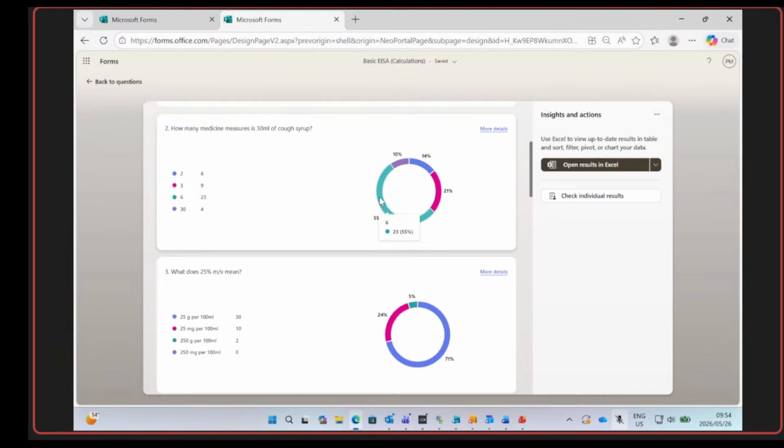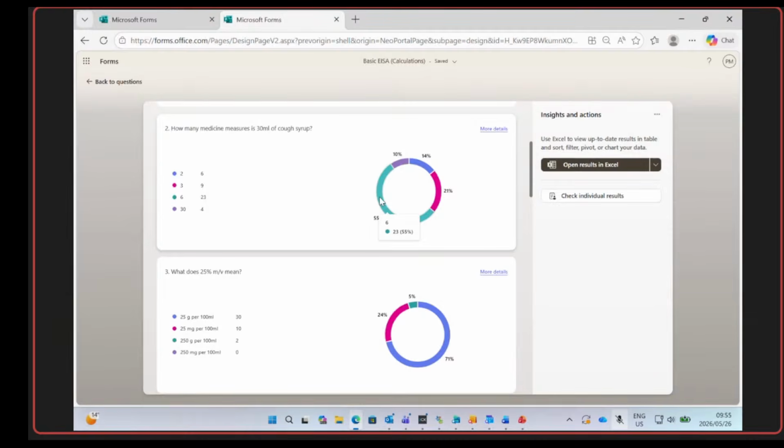So we are to read the question thoroughly. How many medicine measures? So this would be like an application question, because you need to first know how many milliliters in a medicine measure. So please read the questions thoroughly and apply your minds. So how many medicine measures in 30 mils? The correct answer would be 6. And quite a few of you got it correctly.